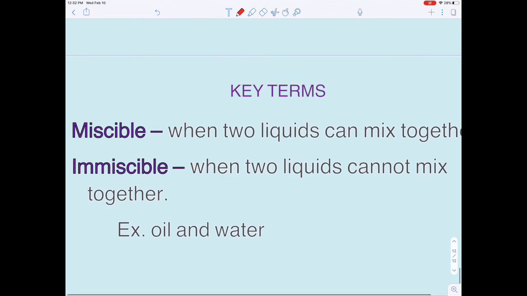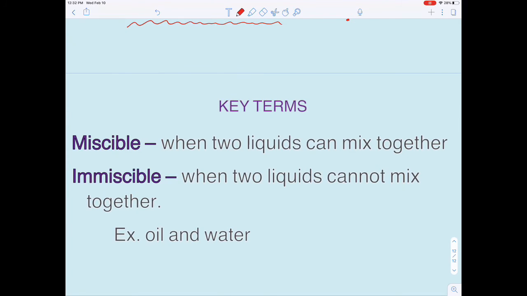Lastly, just a couple key terms here. Miscible is when two liquids can mix together. Immiscible is when liquids cannot mix together. This sounds like mixable to me, so that's how I remember these words. So oil and water are what we call immiscible. Okay. What about one more example here? You tell me if these two things are miscible or immiscible.